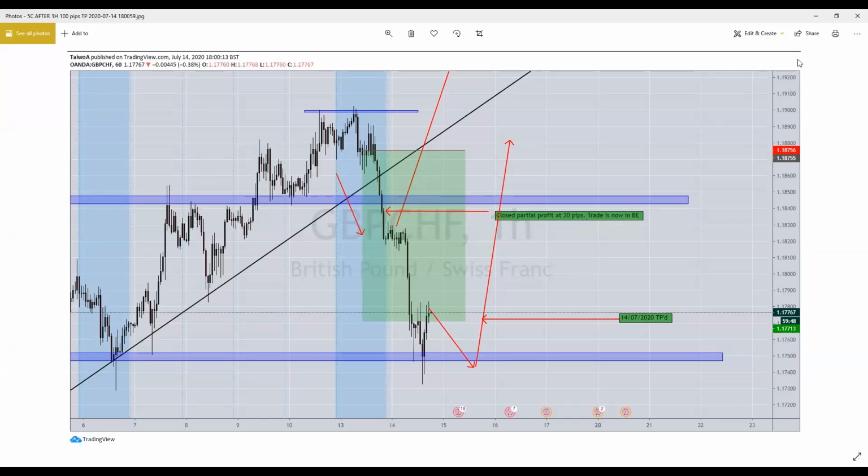And once again, I'm just going to go through a quick video to go over a previous trade that I made during this week. This trade happened to be on GBP Swissy, and I took the trade on Monday, 13th of July, 2020. And yeah, I got 100 pips off this trade. It was a really good trade.